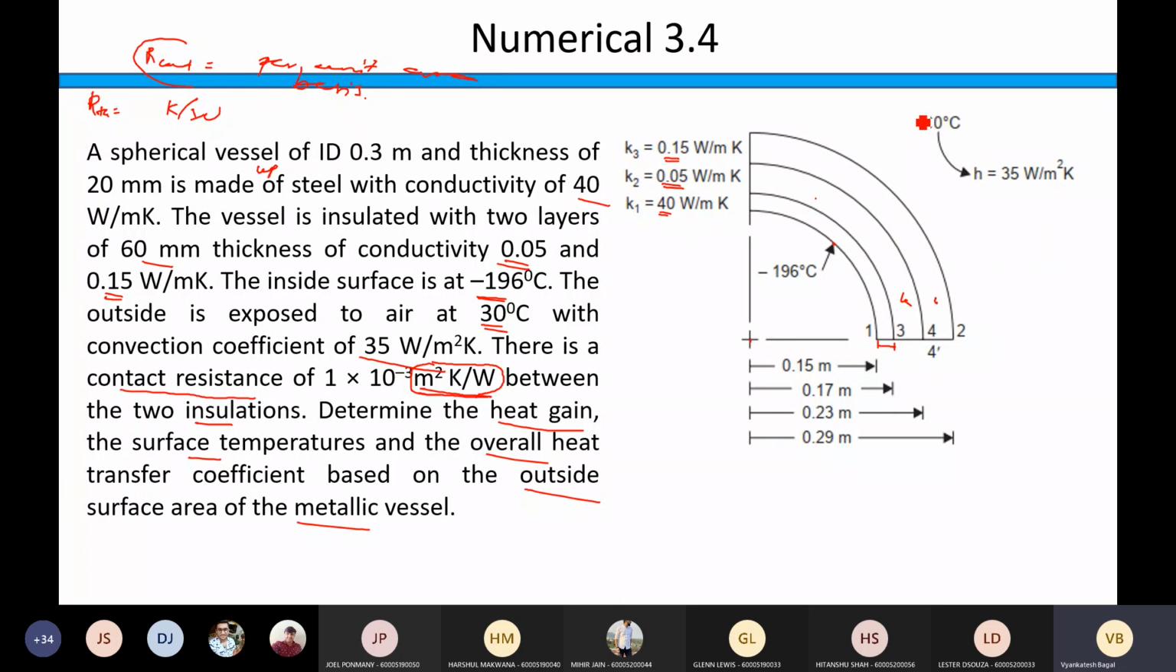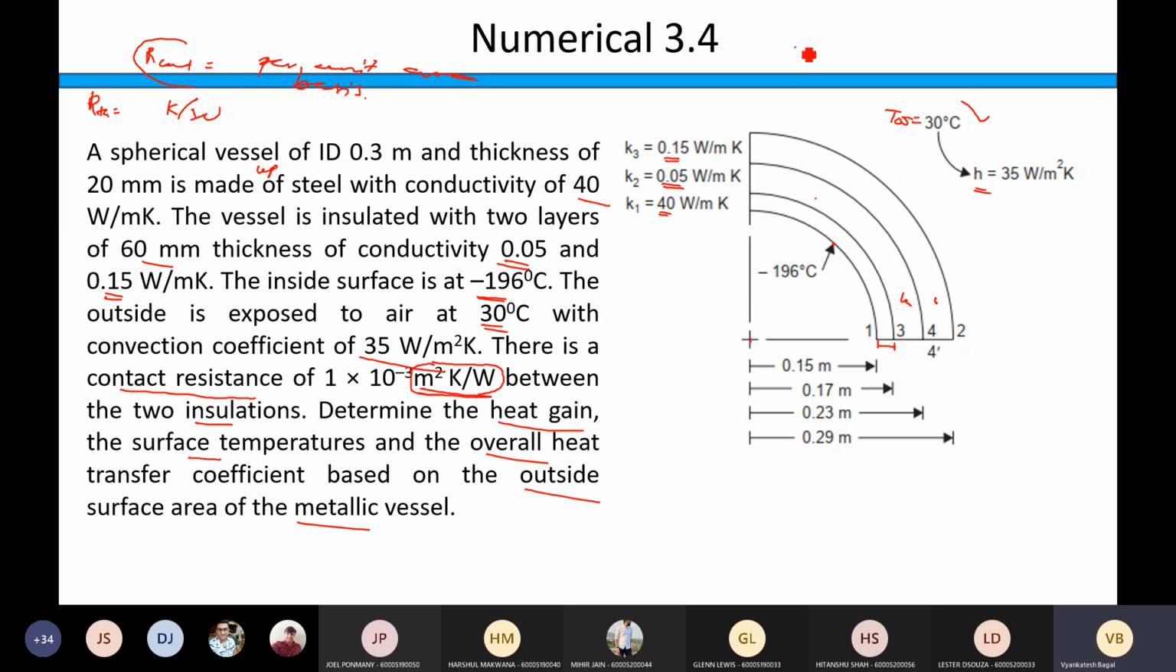And on the outside, this is your T infinity temperature. The air is at 30 degrees C, and the heat transfer coefficient is 35 watt per meter square K, right? So this is the given data, and you have been asked to find out the heat gain.